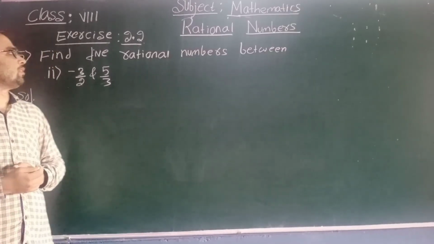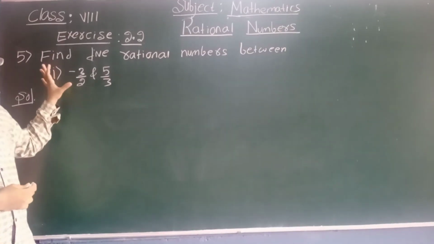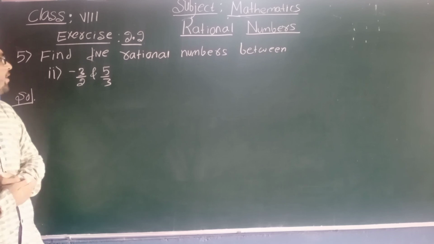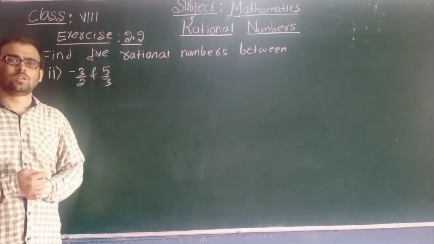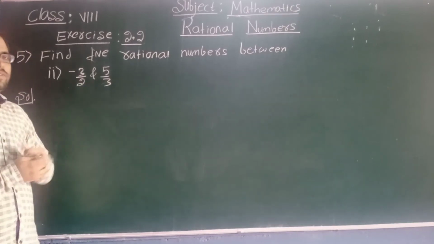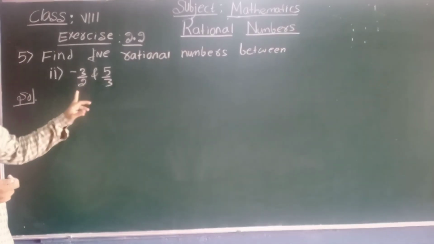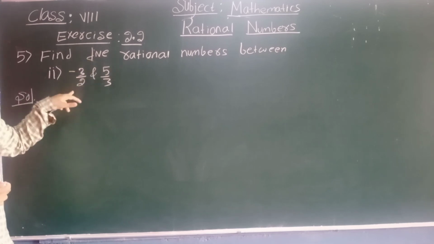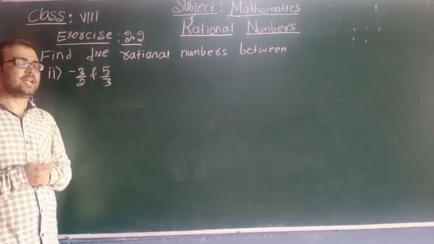Students, let us solve second sub question of 5th question. Okay. So what they have given? Find 5 rational numbers between -3/2 and 5/3. So look at the question, students. What is the first step? As the two rational numbers are having different denominators, what we need to do? We need to equalize the denominators.